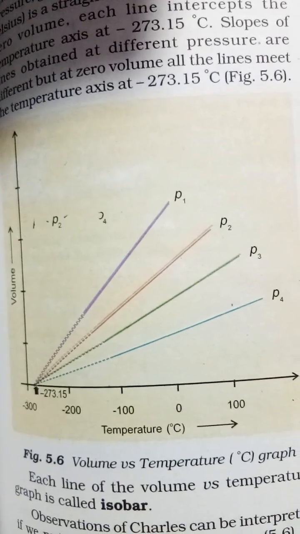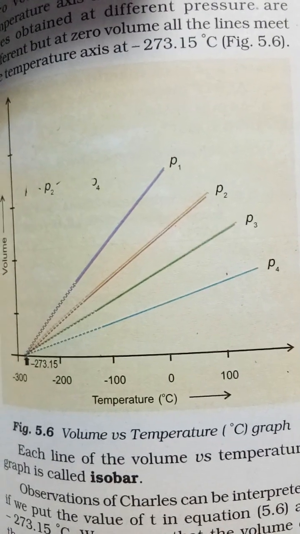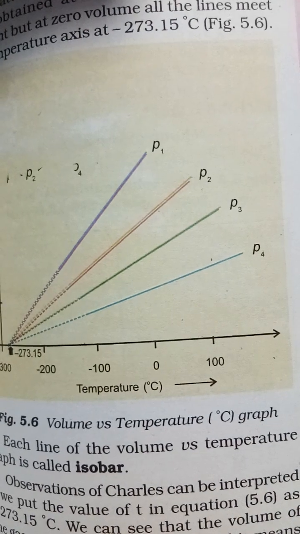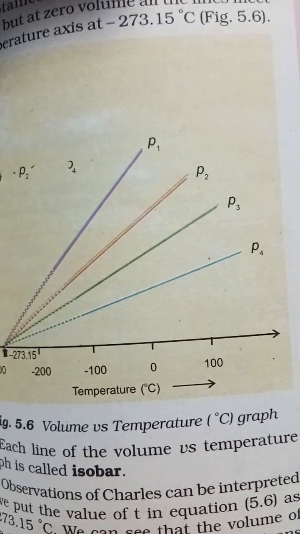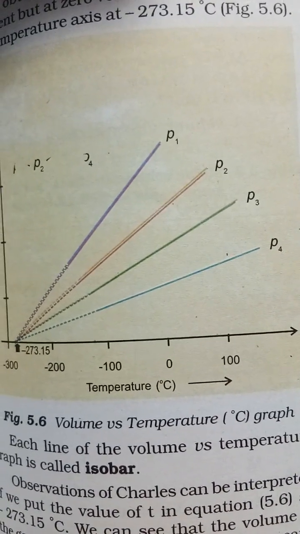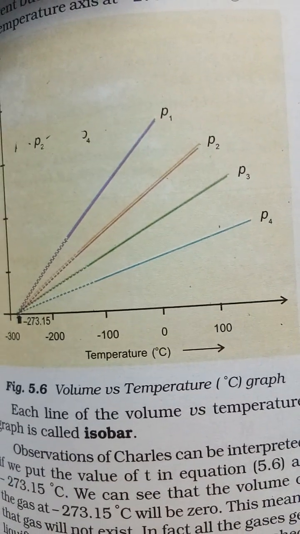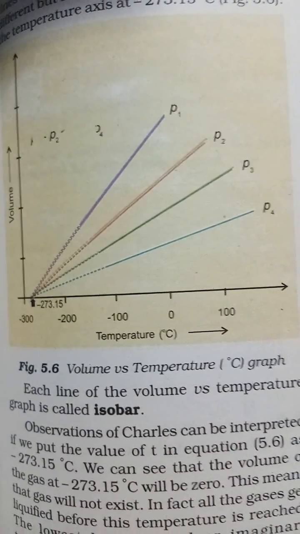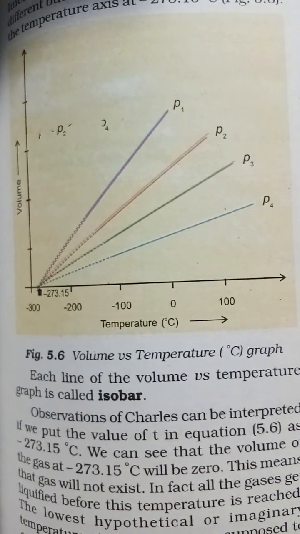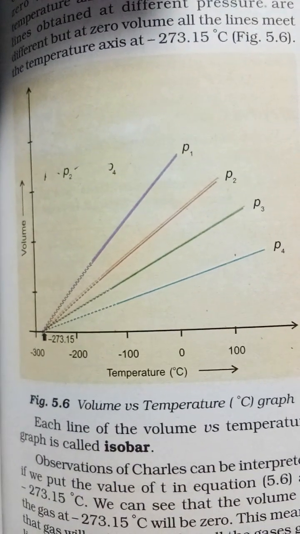Dear chemistry aspirants, right now I have the NCERT plus 2 level book, and the topic is states of matter. The subtopic is 5.5.2 Charles' law, and the temperature-volume relationship will be discussed by me. Right now you will see the volume versus temperature (degree Celsius) graph. Each line of the volume versus temperature graph is called an isobar. You will see it here with the graphical representation.